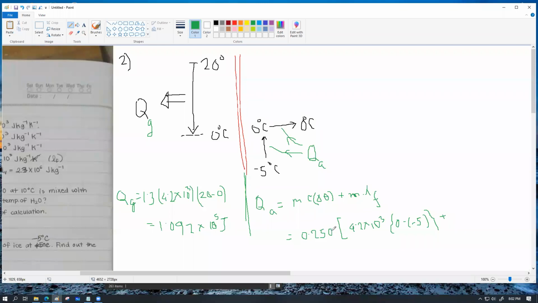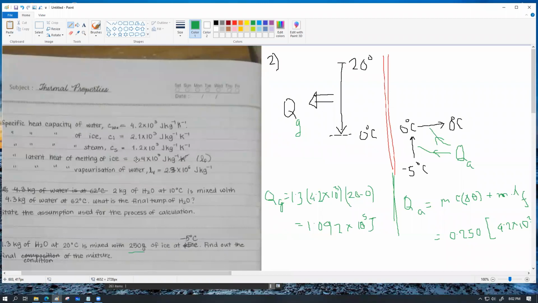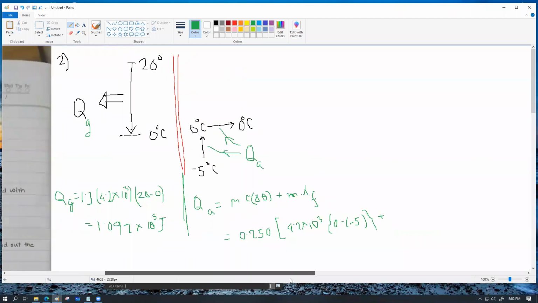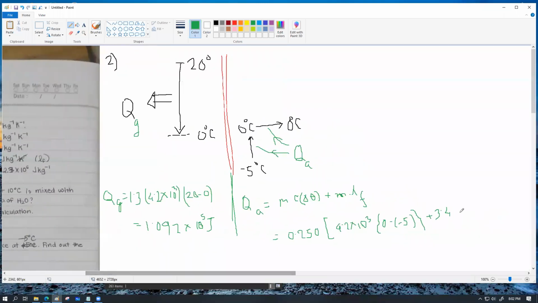I took the M out as common, so I'm going to place the value of latent heat of fusion of ice, which is 3.4 into 10 to the power 5 joule per kg. So this is gonna be 3.4 into 10 to the power 5. So have a go at this number and give me the total value.